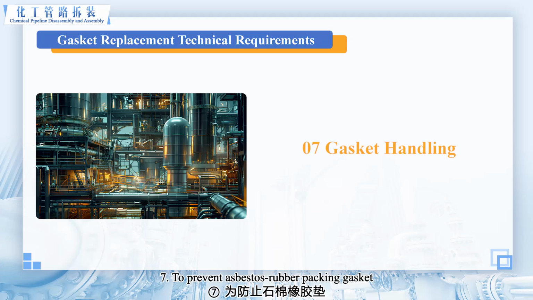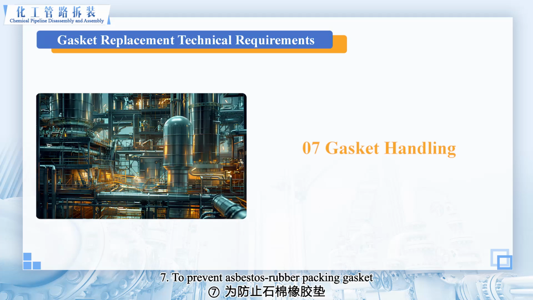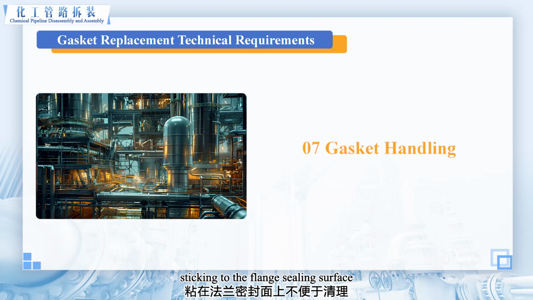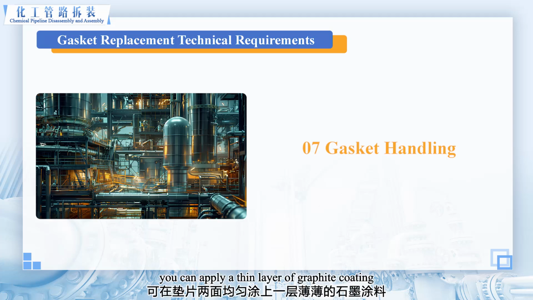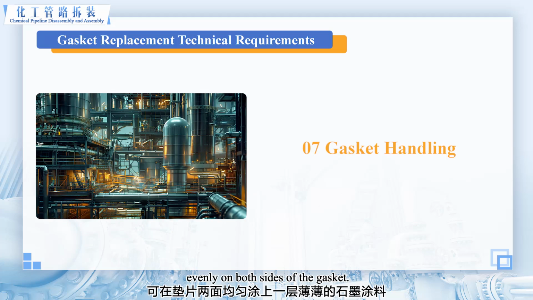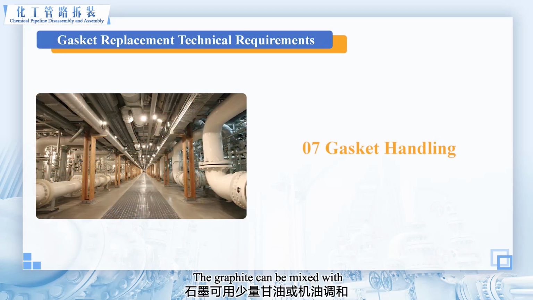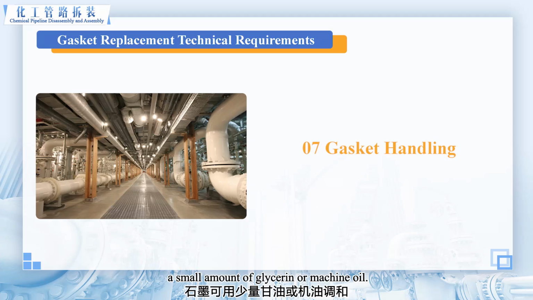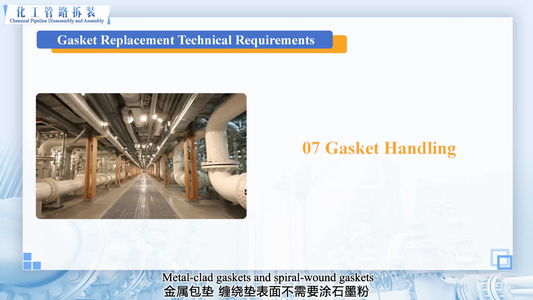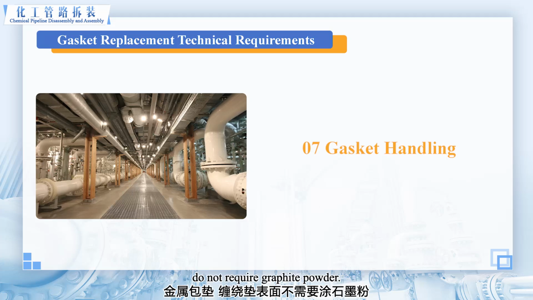Seventh, to prevent asbestos rubber packing gasket sticking to the flange sealing surface and making cleaning difficult, you can apply a thin layer of graphite coating evenly on both sides of the gasket. The graphite can be mixed with a small amount of glycerin or machine oil. Metal-clad gaskets and spiral wound gaskets do not require graphite powder.